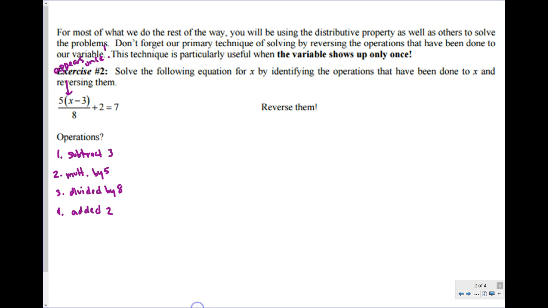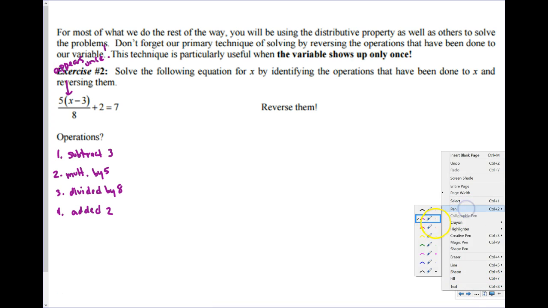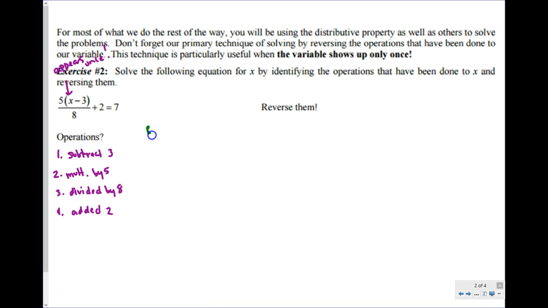Okay? So the reverse would be, let's write that out. The reverse would be step 1. So we look at step 4, and that says added 2. So reverse would be to subtract 2. The second step, divide by 8. Okay, so we're going to multiply by 8. Third step, multiply by 5. So we divide by 5. And finally, we get back to where we started, where we subtract the 3. So we're going to add the 3.